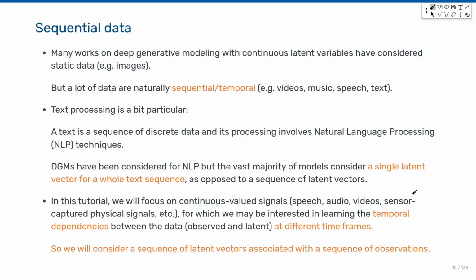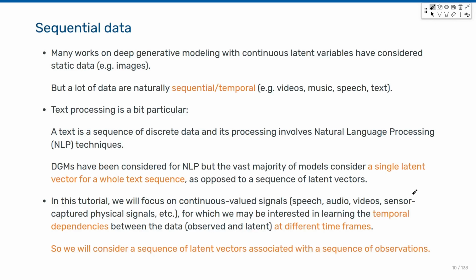Many works on deep generative modeling with continuous latent variables have considered static data, such as images. But a lot of data are naturally sequential or temporal, such as videos, music, speech, or text. Deep generative modeling for text processing is a bit particular. Text is a sequence of discrete data, and its processing involves natural language processing or NLP techniques. Deep generative models have been used in NLP, but the vast majority of models consider a single latent vector for a whole text sequence, as opposed to a sequence of latent vectors.